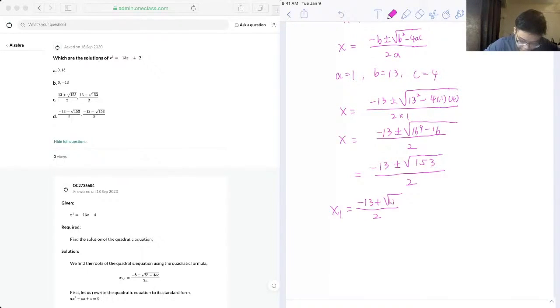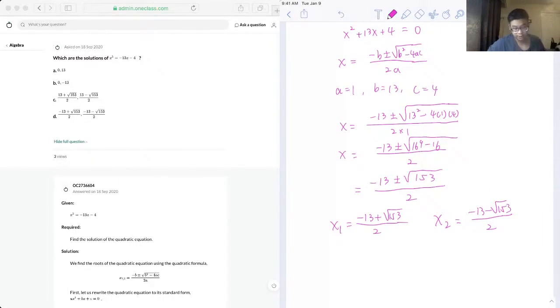negative 13 plus root 153 over 2, and x2 is negative 13 minus root 153 over 2. It doesn't matter what the order is. You can also say negative 13 minus root 153 over 2 will be x1. It doesn't really matter. Okay.